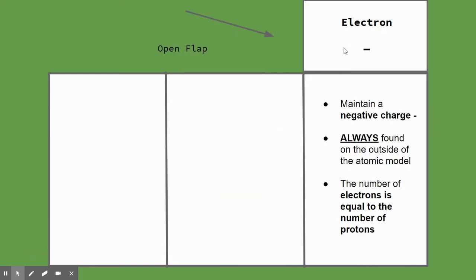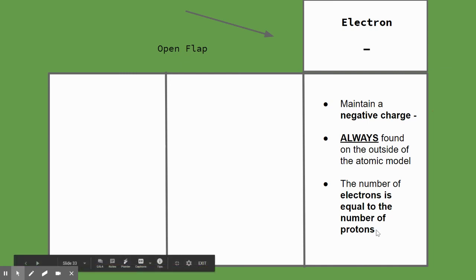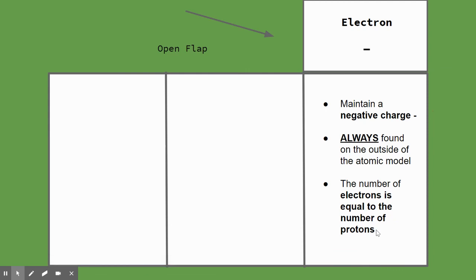And then last over here is the electron. The electron maintains a negative charge. It is always going to be negative. It's always on the outside of the atomic model. So it's in the rings that are going around the outside, and we'll talk about those more in class. And the number of electrons, again, is equal to the number of protons. So if I know I have 3 electrons, I automatically know I have 3 protons, and vice versa. If I have 3 protons, I have to have 3 electrons.